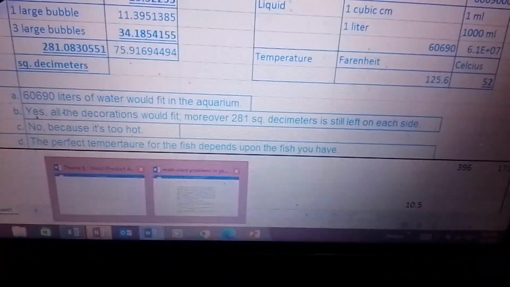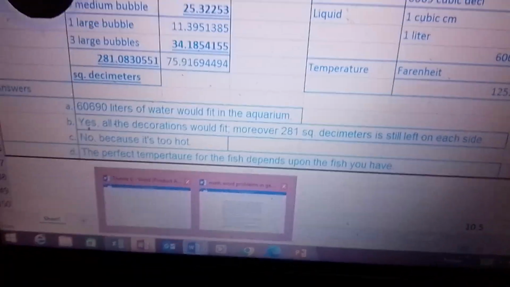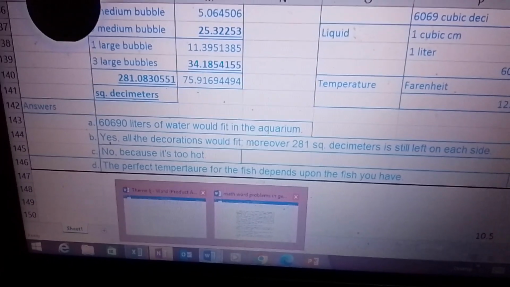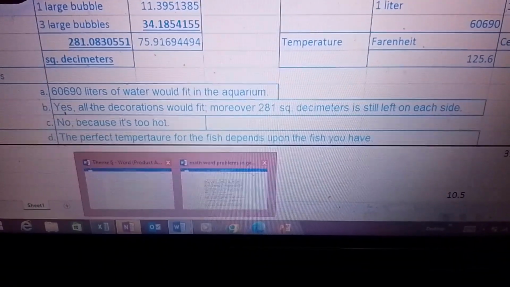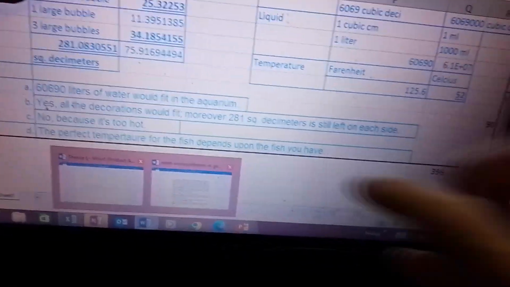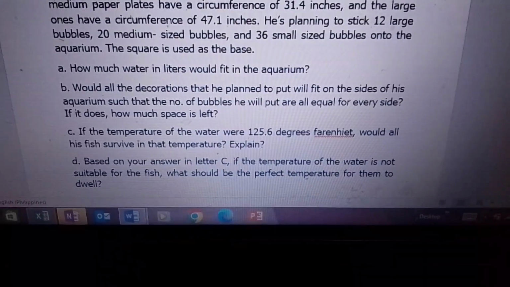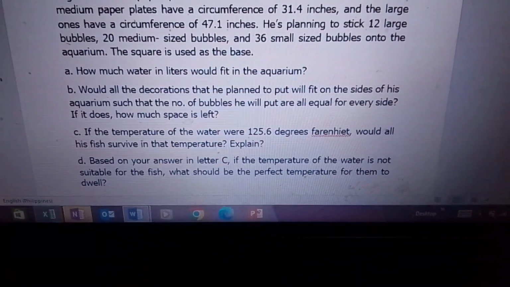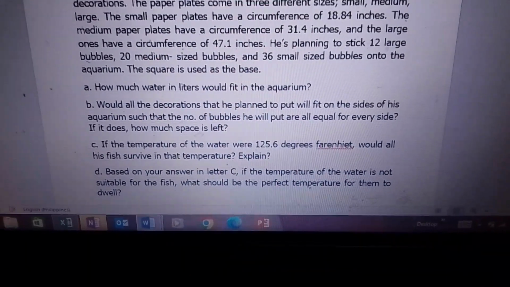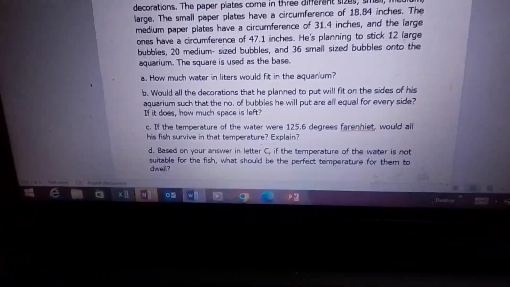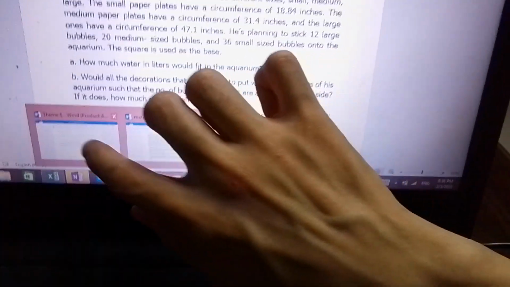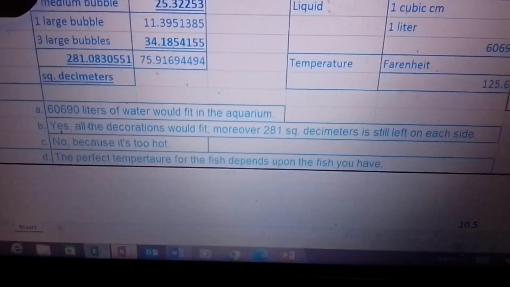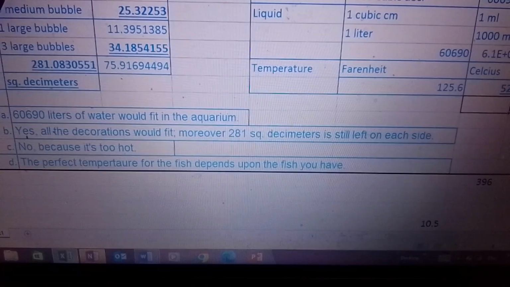But it depends upon scientists because scientists know more about this. And furthermore, this implies the application of logical interpretations and logical research. So, you need to research more about this topic in order to get the right answer. Okay? Now, last but not least, based on your answer in letter C, if the temperature of the water is not suitable for the fish, what should be the perfect temperature for them to dwell? Yan, if, let's say, kung mainit, you have to explain. That's why it implies logical observation. And the answer is, the perfect temperature for the fish depends upon the fish you have.